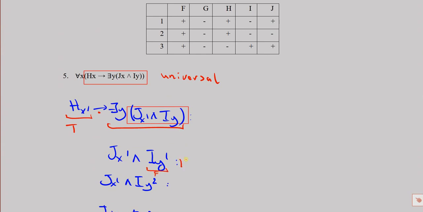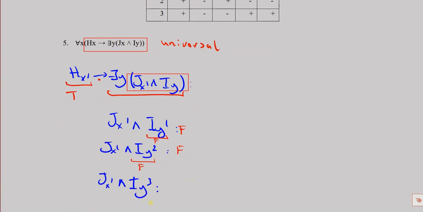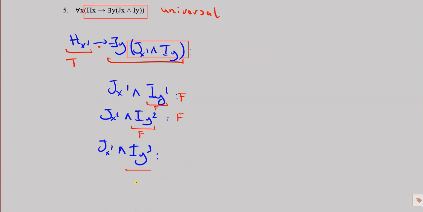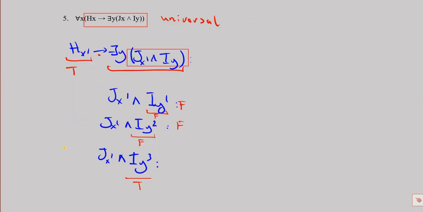And that is enough to make the whole thing false. 2 is not in the extension of y either, so iy2 is false, and that is enough to make the whole conjunction false. Now object 3 is in the extension of y, so iy3 is true. And jx1, we know that is true because 1 is in the extension of j, so true and true gives us true.